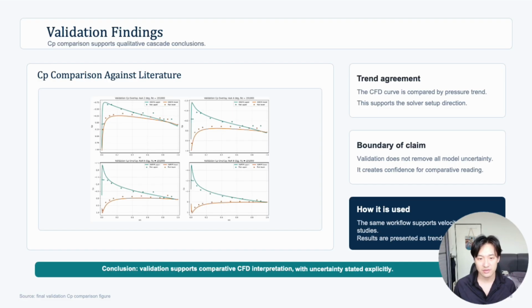The CFD curve shows a larger deviation. This is reasonable because our simulation uses a steady two-dimensional RANS model. The published data also include experimental effects and a different numerical approach. Therefore, the validation conclusion is not that every value is exactly matched. The correct conclusion is that the CFD workflow reproduces the main aerodynamic pressure trend, and it is suitable for comparative flow behavior analysis in the cascade study.